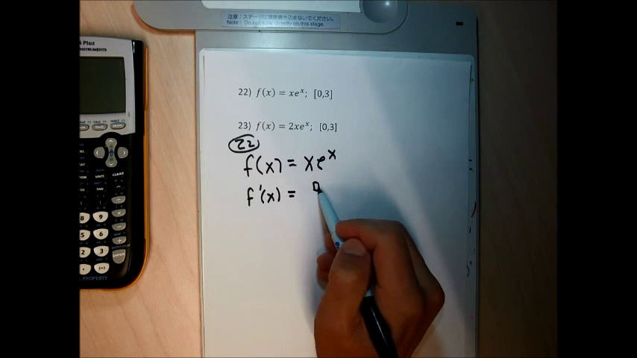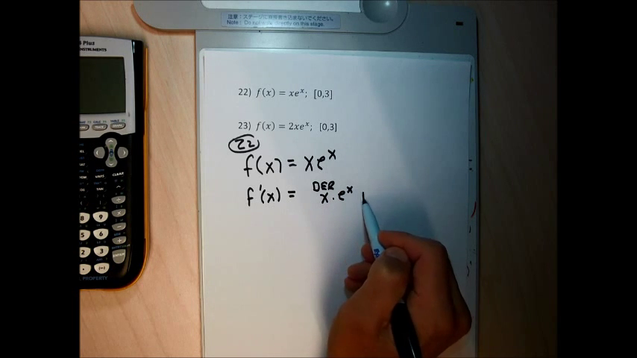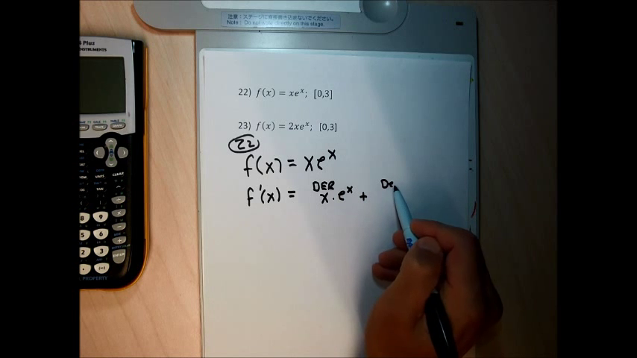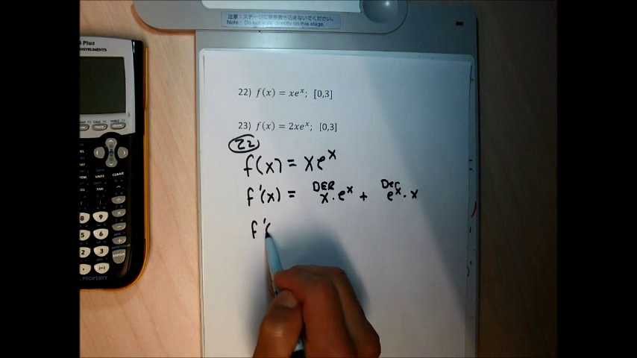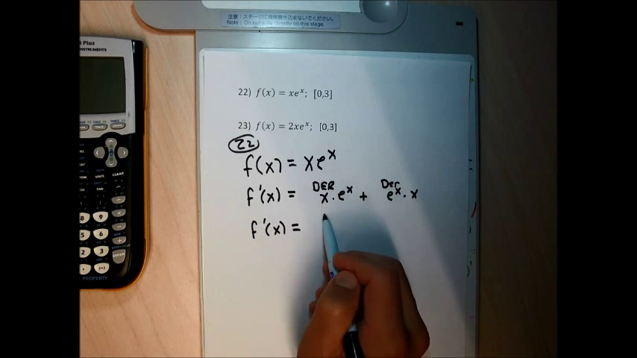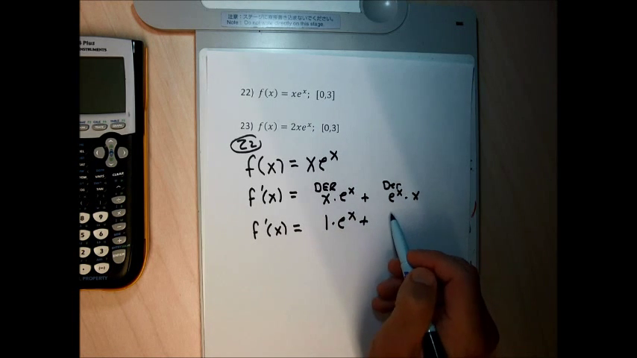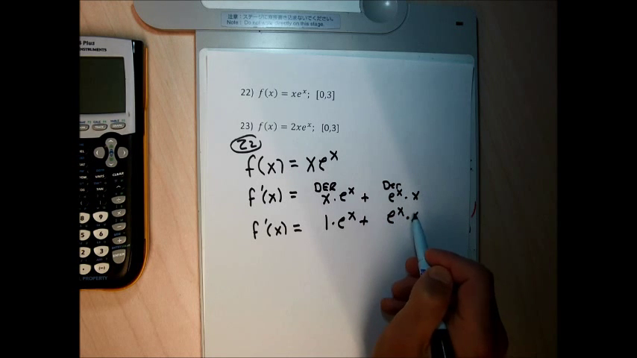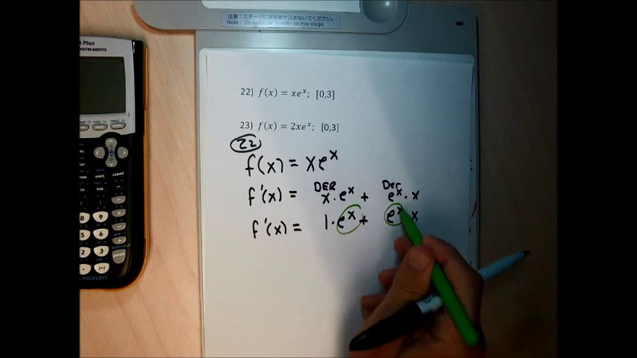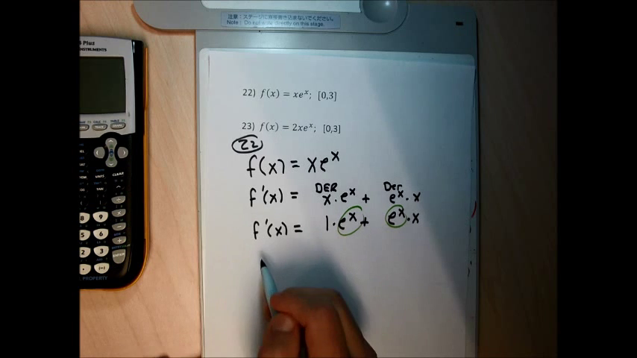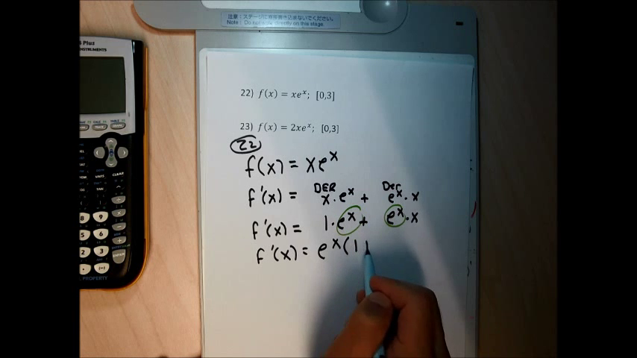I'm going to do the derivative of x times the e to the x unchanged, plus the derivative of the e to the x times the x unchanged, using the product rule properly. So f prime of x is going to be the derivative of x, which is 1, times the e to the x unchanged, plus the derivative of e to the x, which is e to the x, times the x unchanged. I'm going to pull out my common factor of e to the x, and I'm going to get f prime of x equals e to the x times (1 plus x).